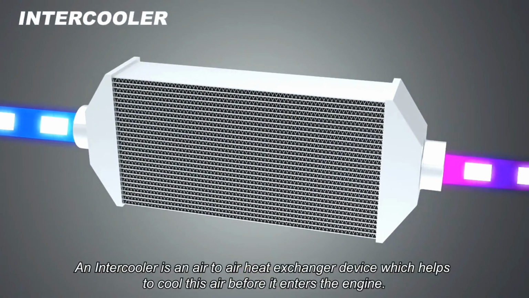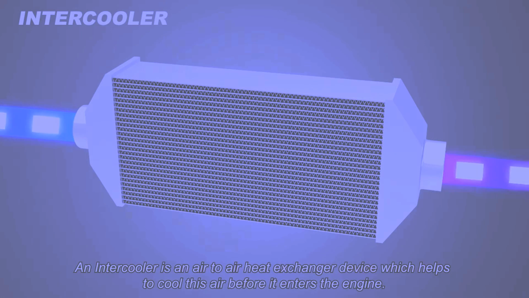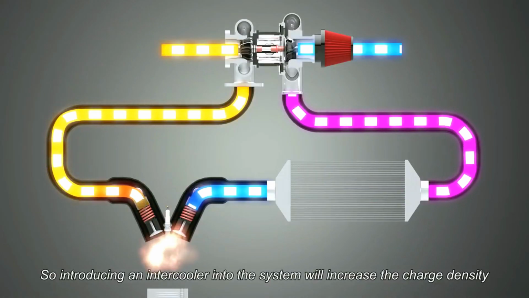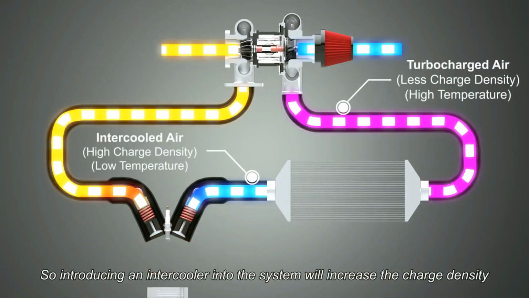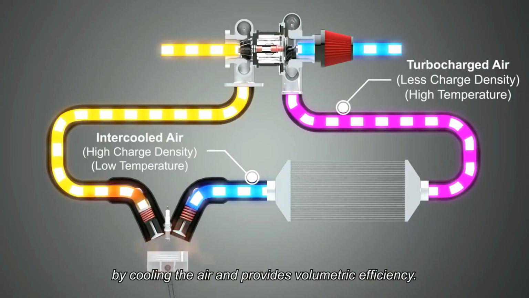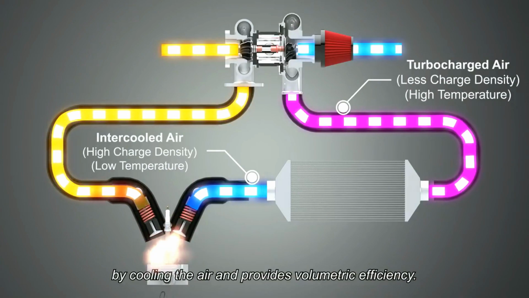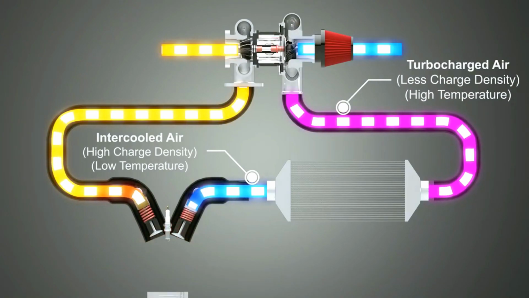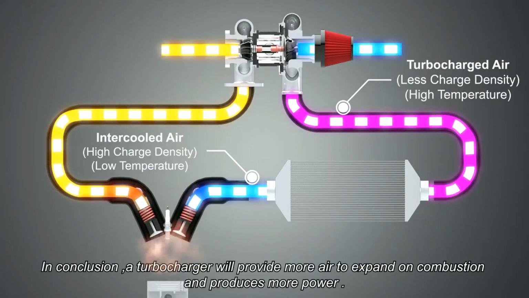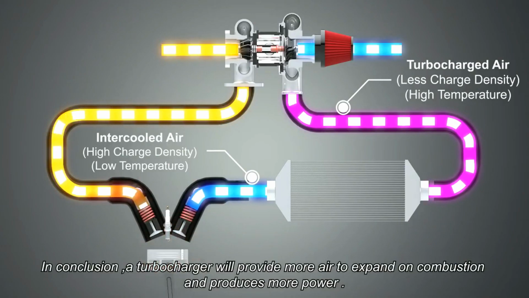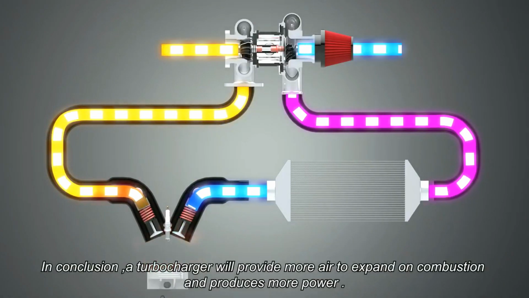An intercooler is an air-to-air heat exchanger device, which helps to cool this air before it enters the engine. So introducing an intercooler into the system will increase the charge density by cooling the air, and provides volumetric efficiency. In conclusion, a turbocharger will provide more air to expand on combustion, and produces more power.